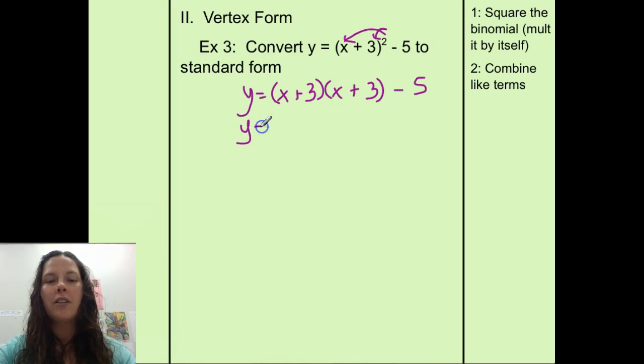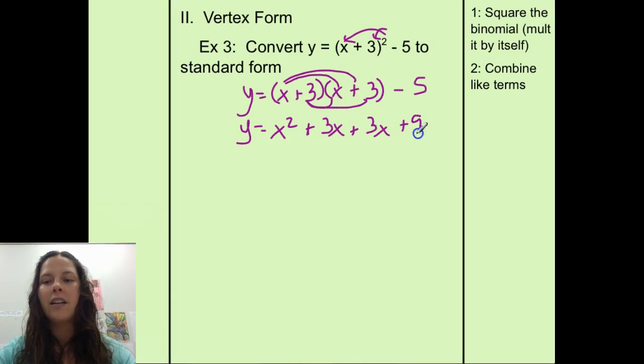So we're going to start with our double distribution like we did on the last one. X times x is x squared. X times 3 is 3x. 3 times x is 3x. And 3 times 3 is 9. We can just throw that minus 5 on the end. And now we have 2 sets of like terms to combine. We've got our 3x plus 3x gives us a total of 6x. And 9 minus 5 is 4.